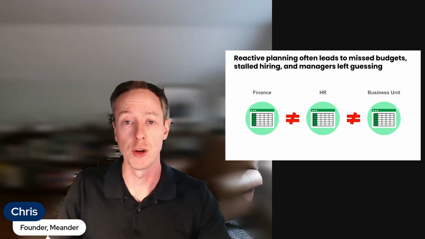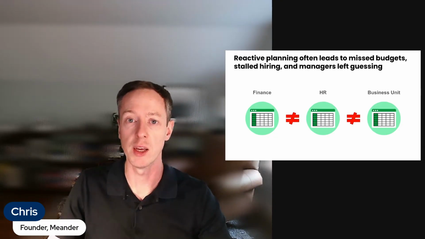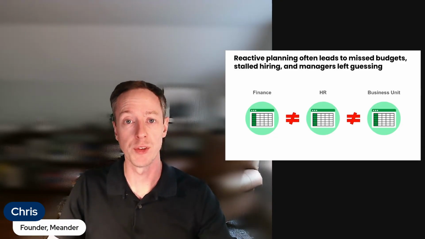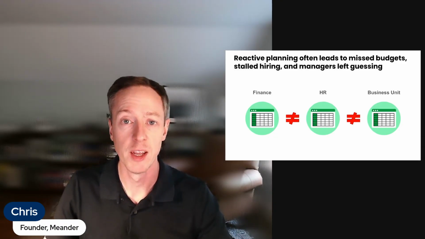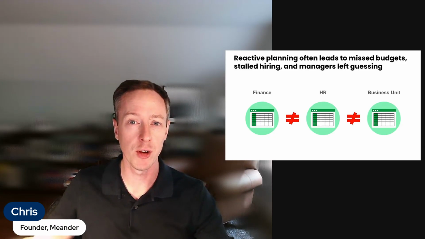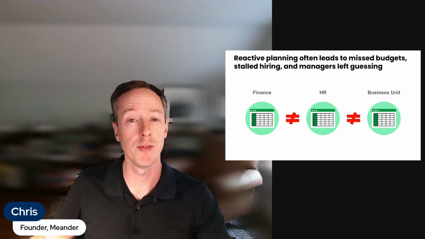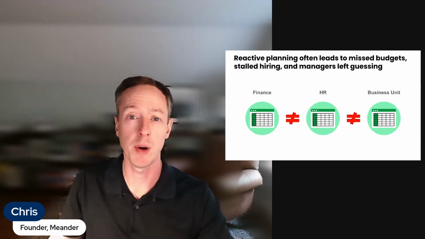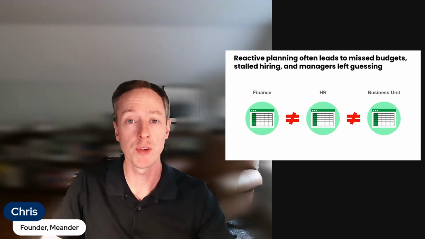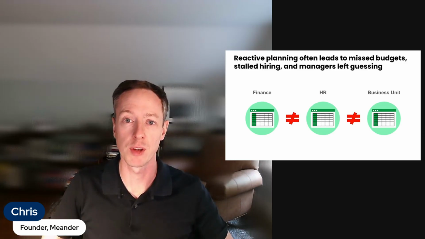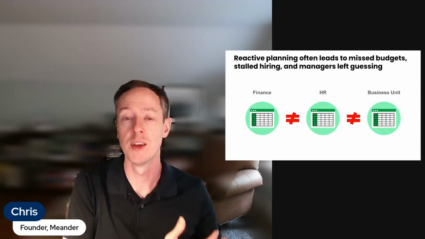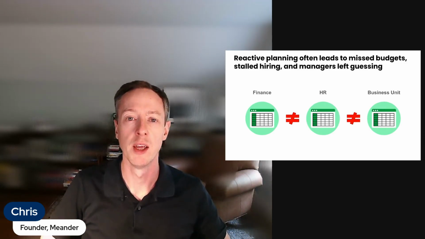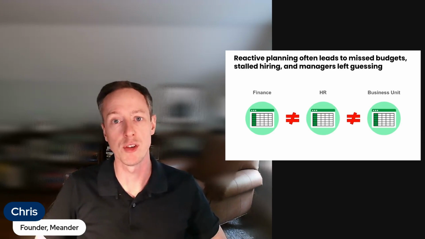HR often looks backwards. How many people did we hire last year? Who left? What was the tenure of the people that left? And from that, we maybe can infer the projected headcount for the future. And quite often, headcount planning will incorporate some of that process. But quite often, it's a backwards looking accounting process where we don't really know what's going to happen in the future. And then finally, the business will have their own version of a spreadsheet.